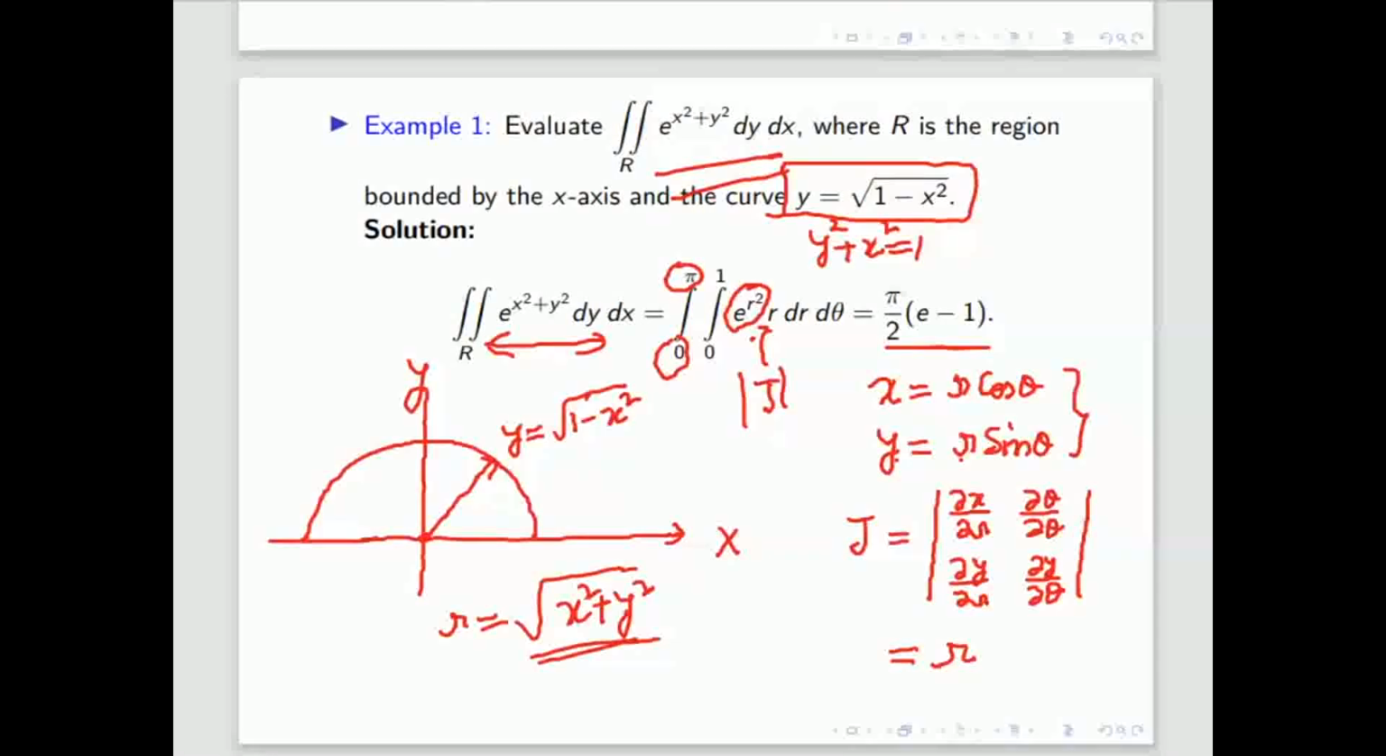Sir, can we draw the graph with respect to r and theta? Then we can find the limits. So the graph of what do you want to draw? The graph with r and theta in place of x, y? If you draw it, you will get the same picture. The picture will not change. If you want to draw it, you will get the same thing. You will get this semicircle in r, theta also.